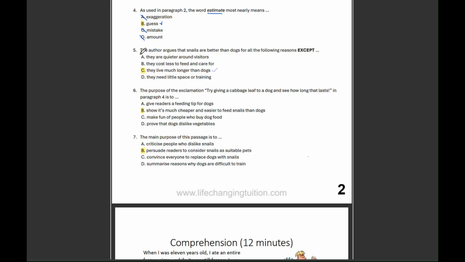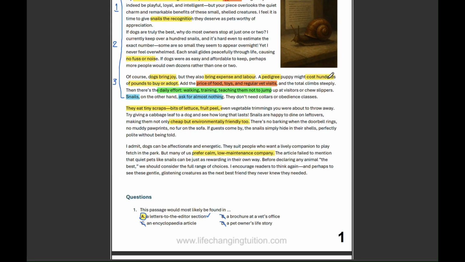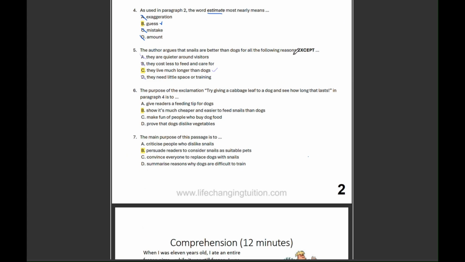Now let's take a look at why others are wrong. A, B, and D are explicitly stated: they are quiet, cheap leftovers, and no training or space needed. The lifespan is not claimed. For "except" questions, list true claims from the text and pick the one that is not supported.